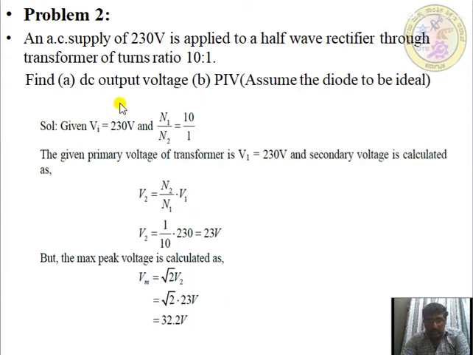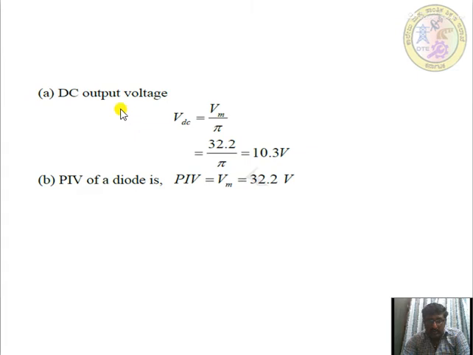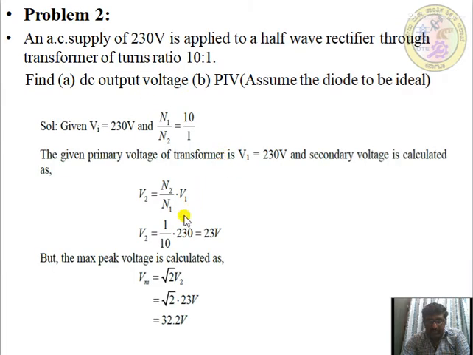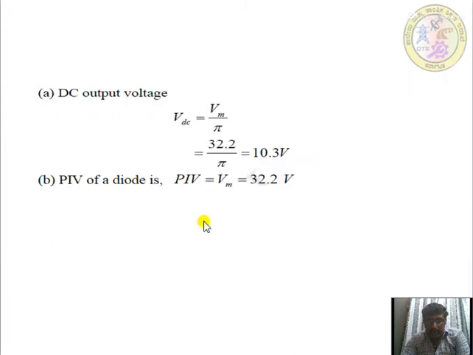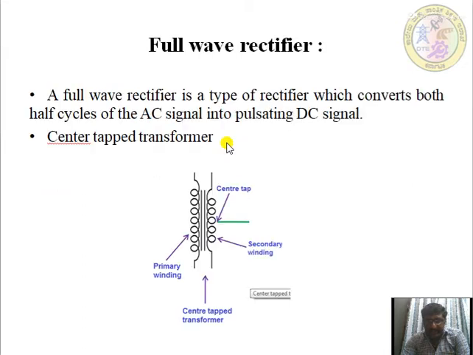Now we should calculate the DC output voltage. We know the formula VDC is equal to Vm by pi. Vm is 32.2, divided by pi, so we will get 10.3 volts. The PIV of the diode is Vm, so it is 32.2, whatever has been calculated. This is the problem for the half wave rectifier.